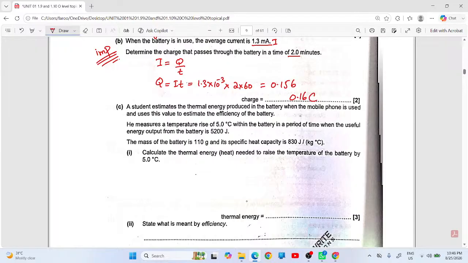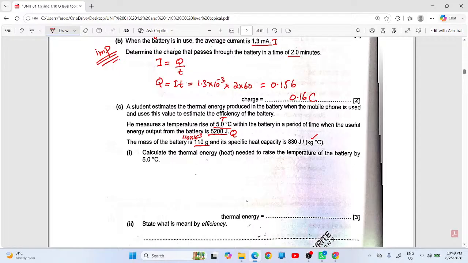कूलम, coulomb. Okay. A student estimates the thermal energy produced in the battery when the mobile phone is used and uses this value to estimate the efficiency of the battery. He measures a temperature rise of 5 degree within the battery in a period of time when the useful energy output of the battery is given. Energy is given, temperature is given. Next, the mass of the battery is given but in grams. The specific heat capacity is given but in kg. So we have to convert them into kg as well. 110 × 10 raised to power minus 3 kg.